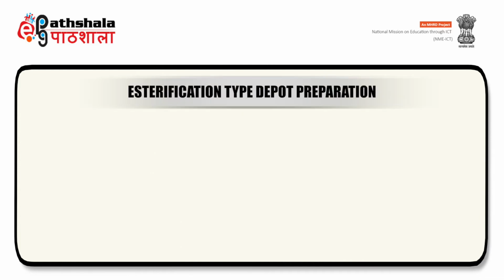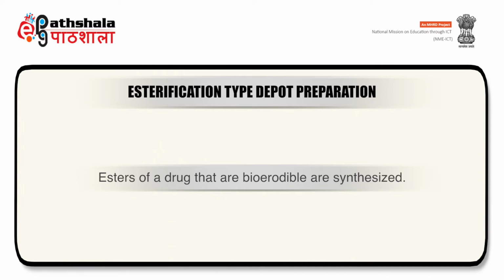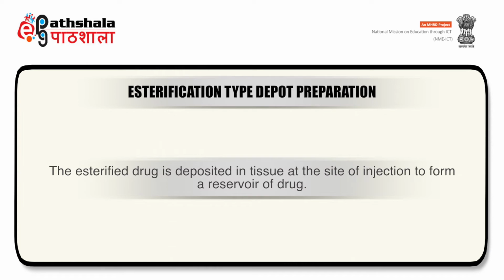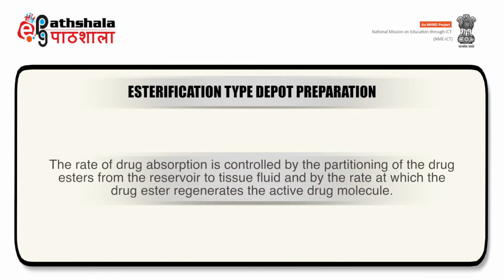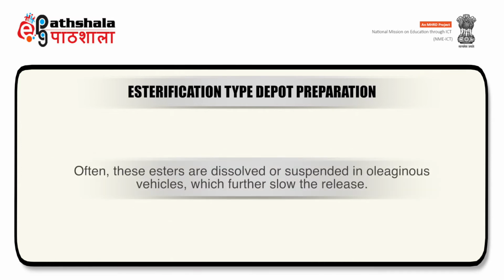A fourth type of depot preparation is esterification type, in which esters of a drug that are bioerodible are synthesized. Esterified drug is deposited in tissue at the site of injection to form a drug reservoir. The rate of drug absorption is controlled by partitioning of drug esters from reservoir to tissue fluid and by the rate at which the drug ester regenerates active drug molecules. Very often these esters are dissolved or suspended in oleaginous vehicles which further slow the release.